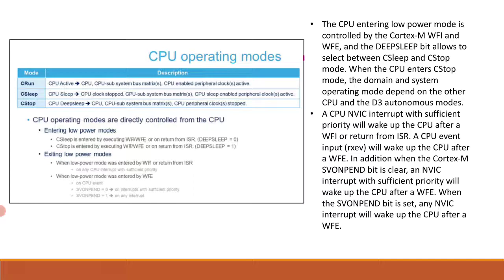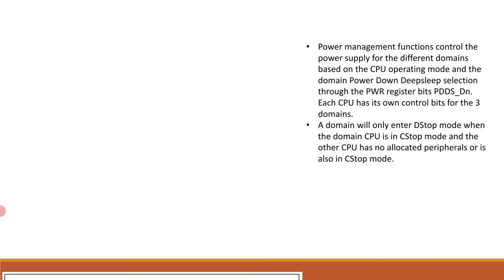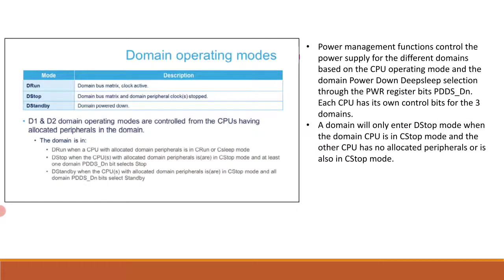So we just saw C run, right? So we can talk about domain run, that is domain operating modes, namely D run, power down deep sleep selection through the PWR register with PDDS_Dn. Each CPU has its own control bits for the three domains. A domain will only enter D stop mode when the domain CPU is in C stop mode and the other CPU has no allocated peripherals or is also in C stop mode.